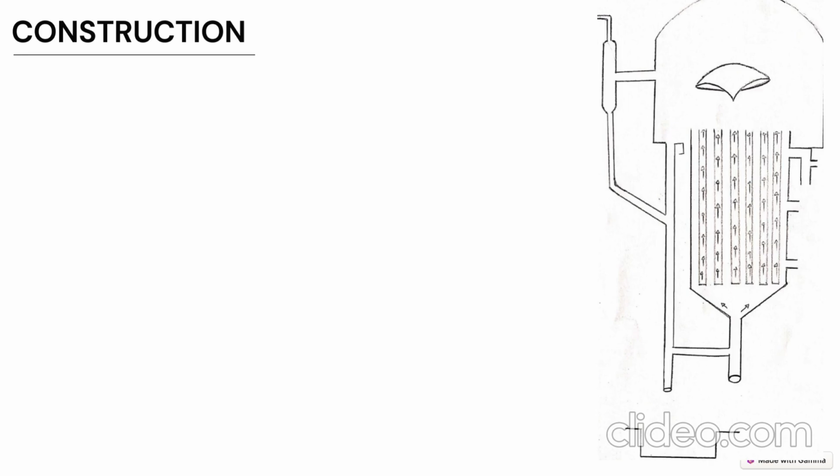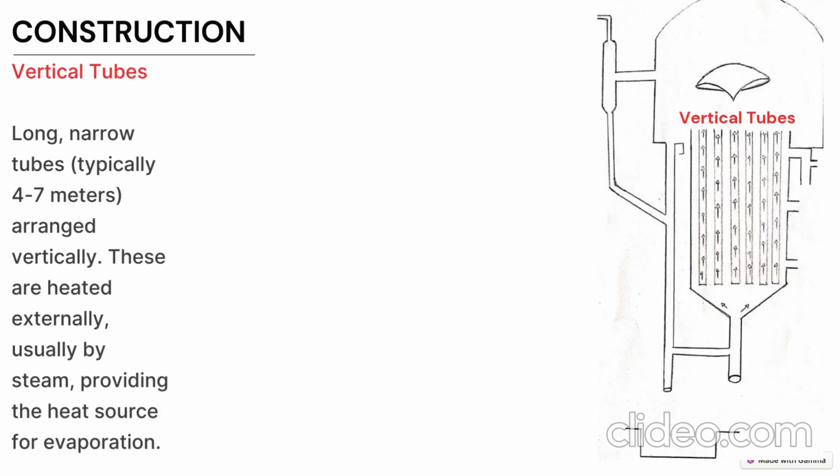The first one is vertical tubes. Vertical tubes are long narrow tubes. Typically they are about 4 to 7 meters in length and are arranged vertically. These are heated externally by using steam, which provides the heat source for the evaporation process.